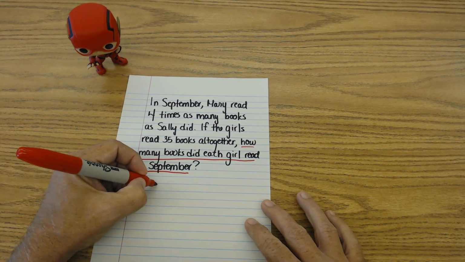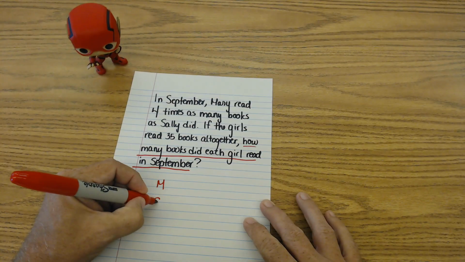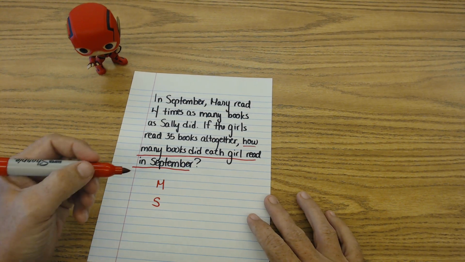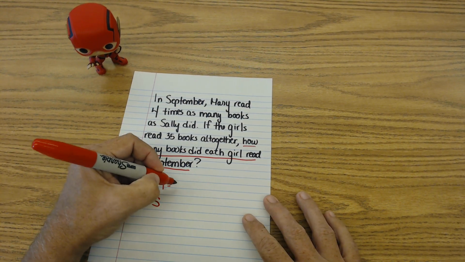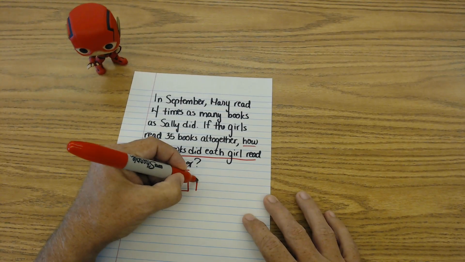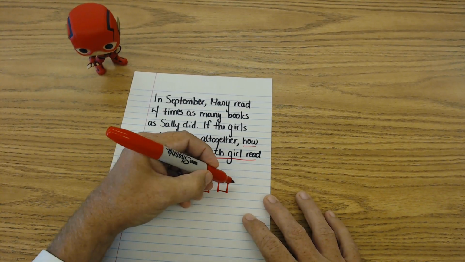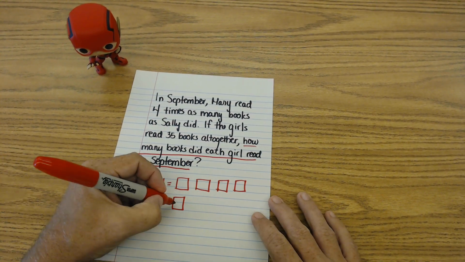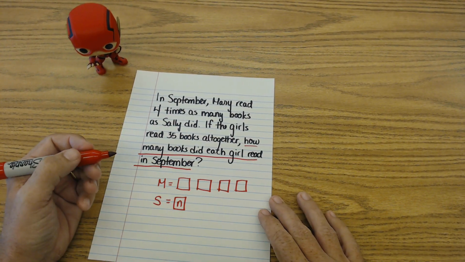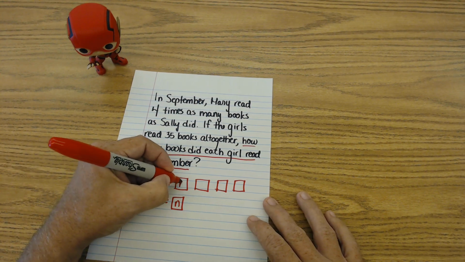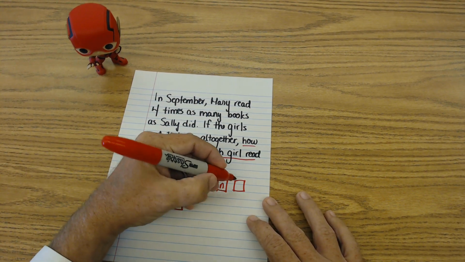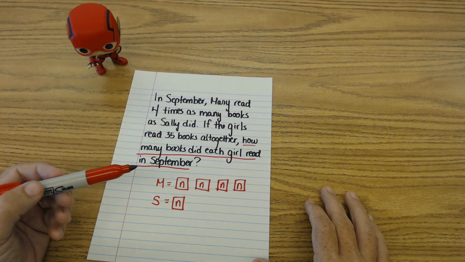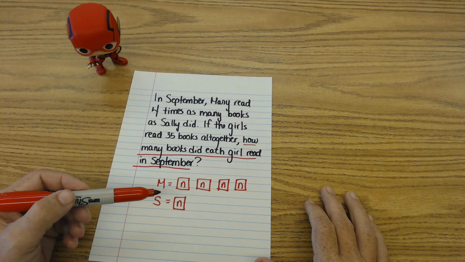So what do we know? We know that Mary read some books. We know that Sally read some books. We don't know how many each girl read, but we do know that Mary read 4 times as many books as Sally did. So if Sally read n number of books, then Mary read 4 times that number. So there's our model.